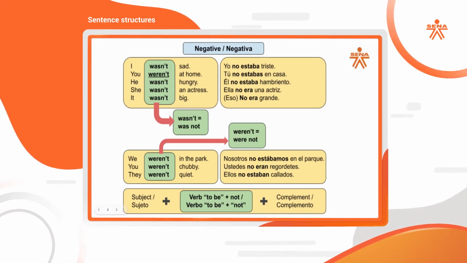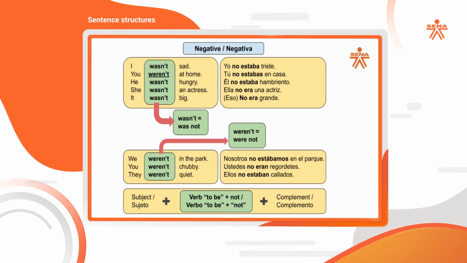And with weren't, you can say, we weren't in the park. Nosotros no estábamos en el parque. Or you can say, we were not, like here, we were not in the park. Nosotros no estábamos en el parque. It means the same thing. Weren't is the same as were not.